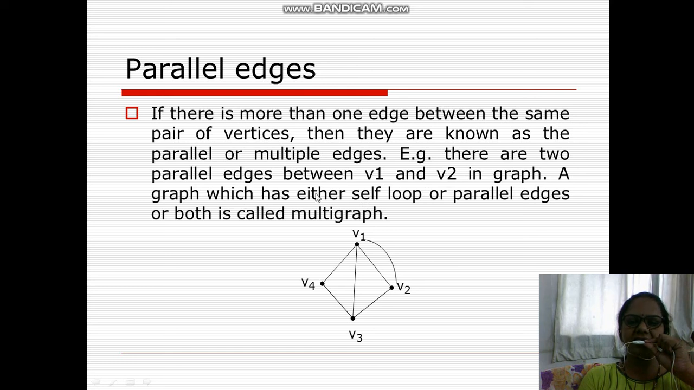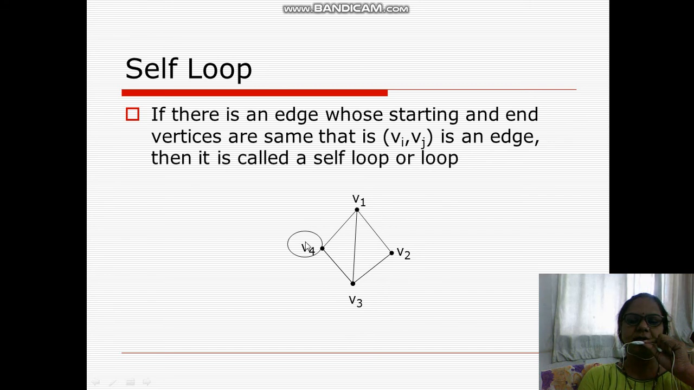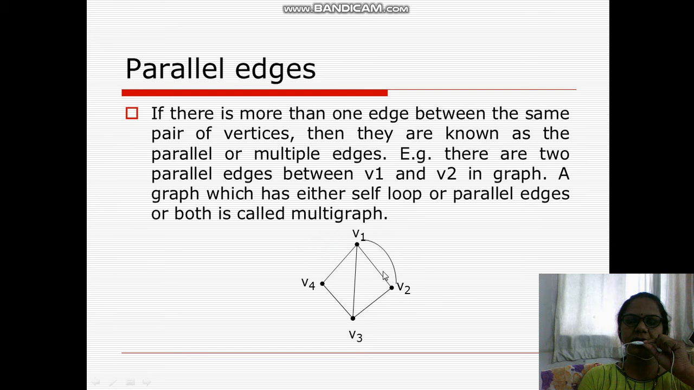A graph which has either a self loop or parallel edges or both is called a multigraph. See the definition of a multigraph. We have already seen the self loop concept. If an edge on a vertex starts from it and ends at the same vertex, we call it a self loop or loop, and if there is more than one edge between two vertices, then we call them parallel edges. So if a graph has either self loops or parallel edges or both, then that type of graph is called a multigraph. So we call that type of graph a multigraph, this concept of the multigraph.